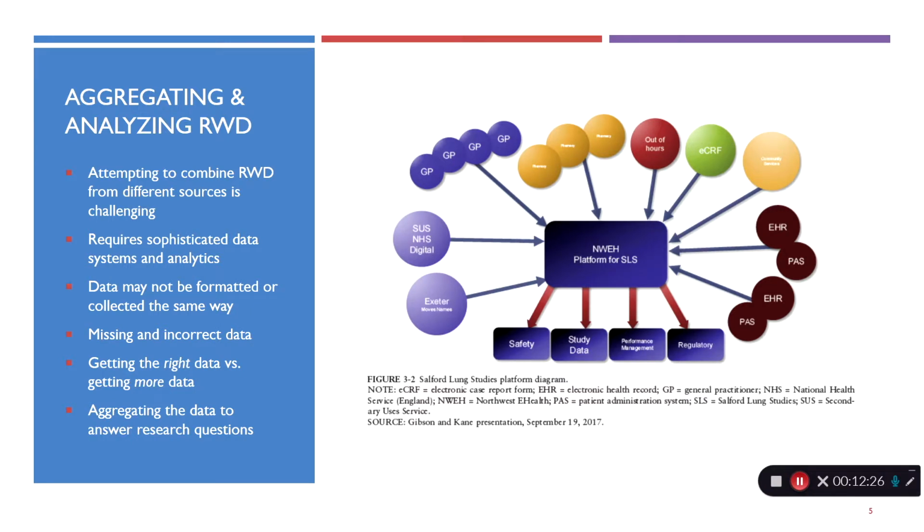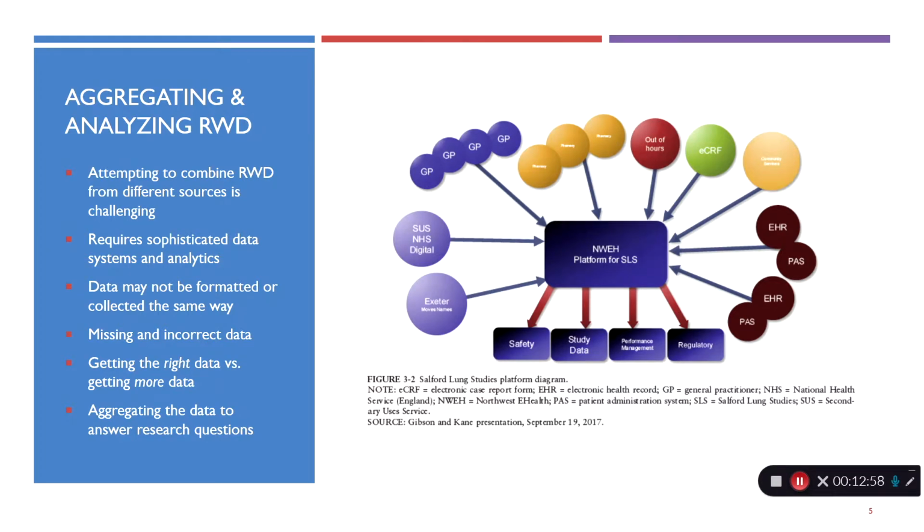And what you can see here is that we're attempting to combine real world data from multiple different sources, and this is very challenging. It requires sophisticated systems and analytics, and you have to take into consideration that data may not be formatted or collected the same way. You may have missing or incorrect data. One data set might have great data on one point, and another data set might have not as good data on that data point, but you have to combine them anyway, and you have to find ways to do that.